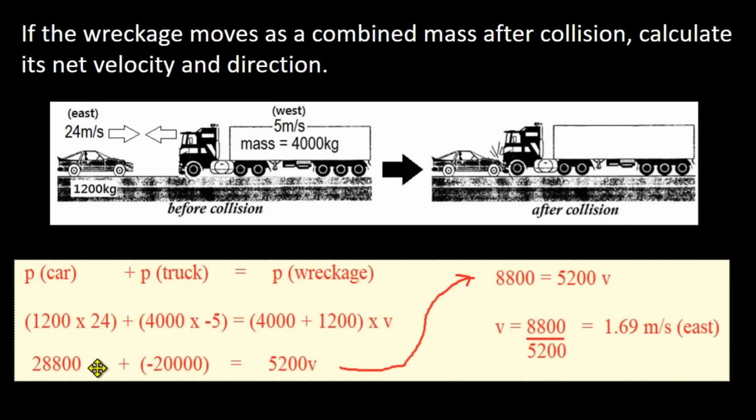The total momentum of the car and the truck before collision is going to be equal to the total momentum after collision. So the total momentum is going to be 8,800 and that's going to be equal to 5,200 V. The velocity that the wreckage is going to move is thus going to be 8,800 divided by 5,200 and that will be 1.69 meters per second. It will be east because the car had more momentum than the truck. Because the car had a momentum of 28,800, the truck had -20,000. So we'll go in the direction of the car.